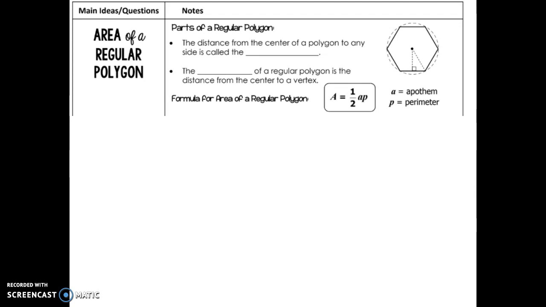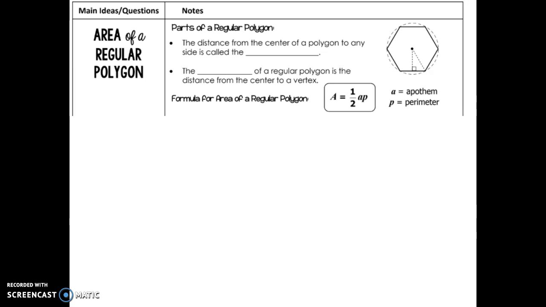So let's go ahead and take a look at our area of a regular polygon. This isn't like the normal area that you guys been taught. This is a little bit different, but nothing about it is too terribly difficult. So first, let's go ahead and start with the parts of a regular polygon.